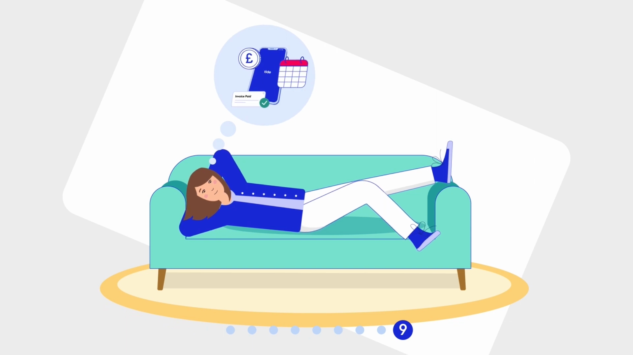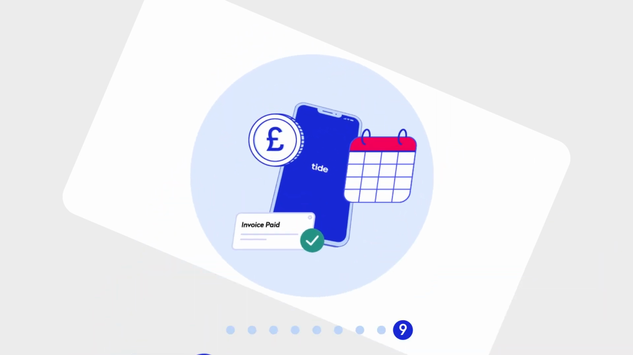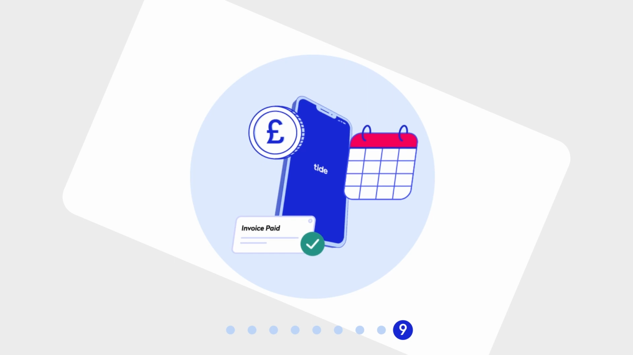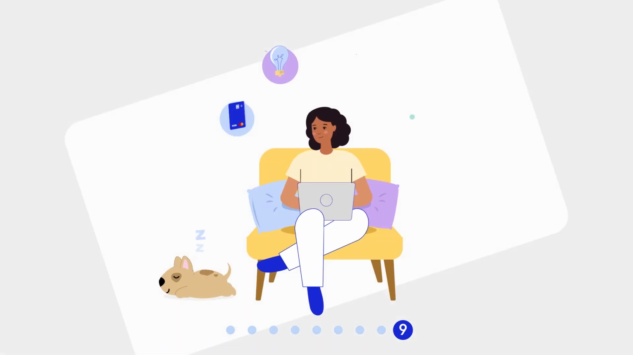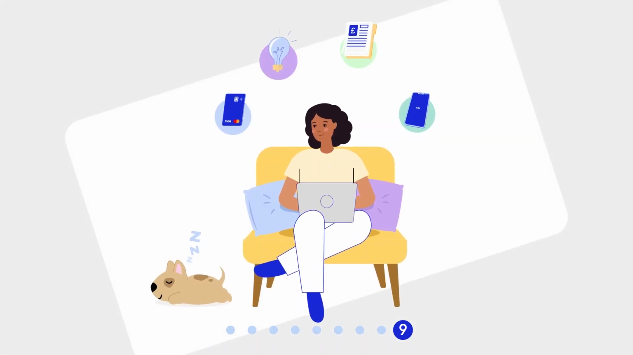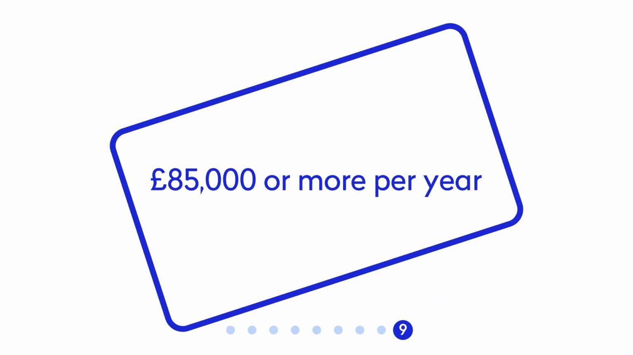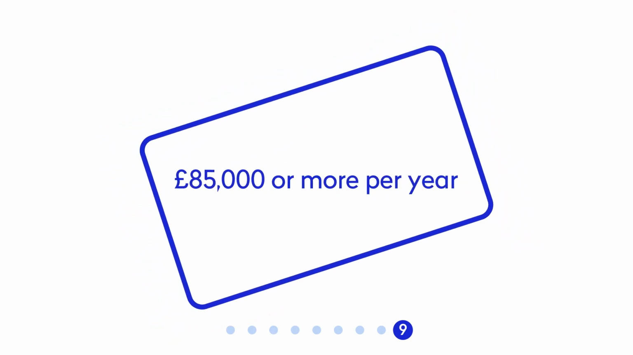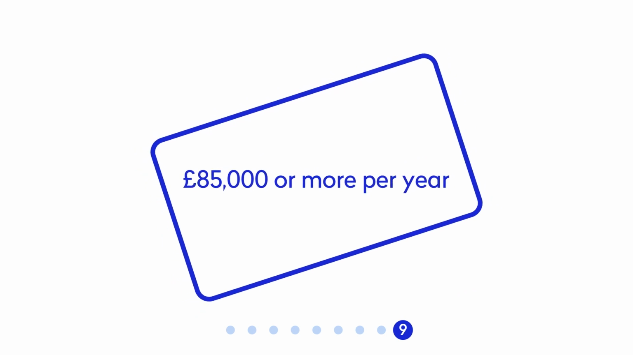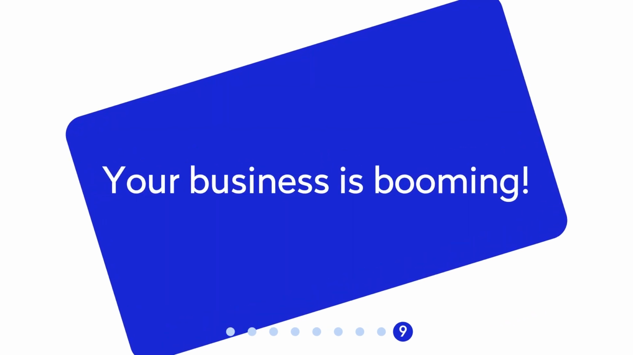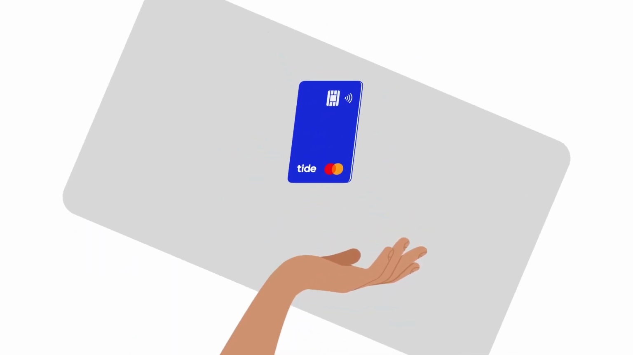Having accounting software can help you keep track of your submission dates and makes organizing a breeze. Limited companies can submit VAT returns through the Tide platform. No more getting bogged down with admin. And last but not least, you'll need to register for VAT when your turnover exceeds the threshold of £85,000 or more per year. Just something to keep an eye on, but it means your business is booming. There you go. You're all set and ready to do business.